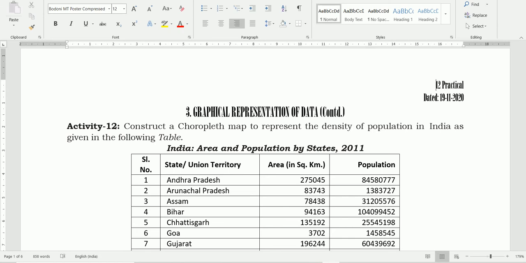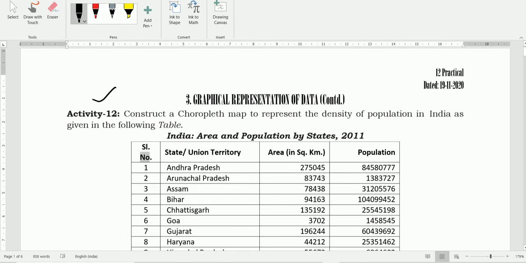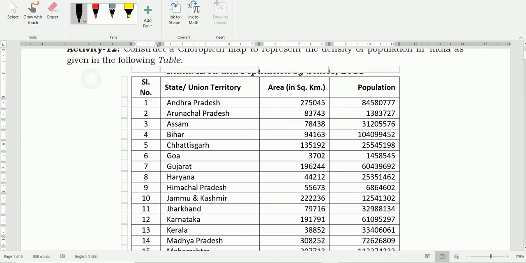Now let us start. So we have Activity 12 here: construct a Choropleth map to represent the density of population in India as given in the following table. So this is the question. We have to construct a Choropleth map to represent density of population. And here we have all the states with union territories.